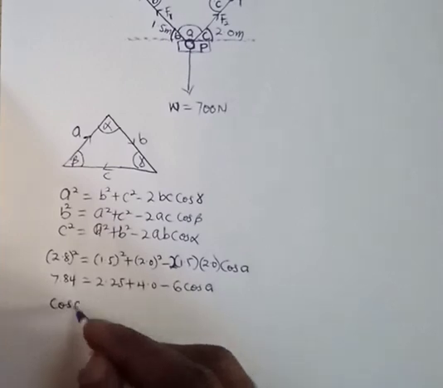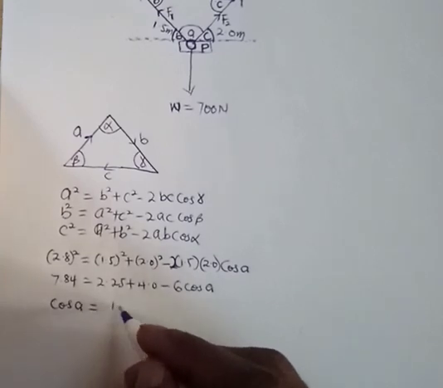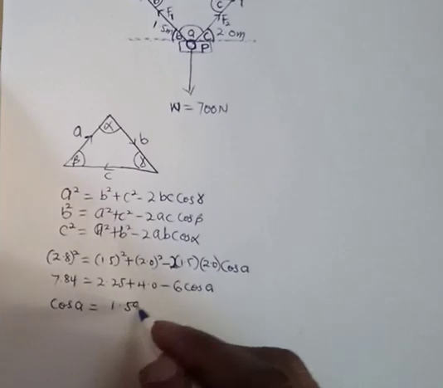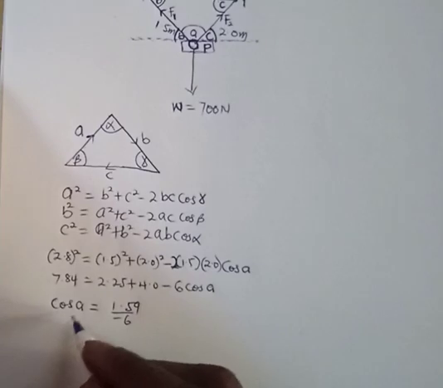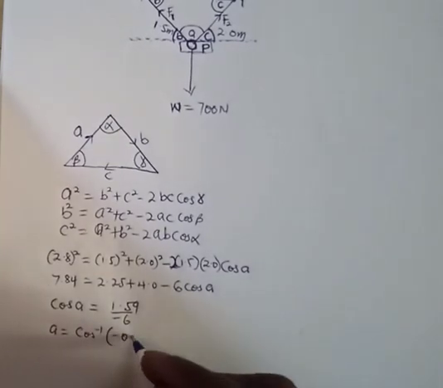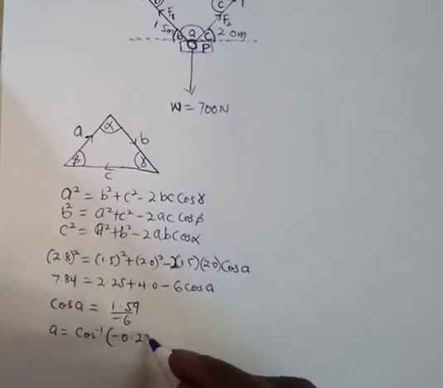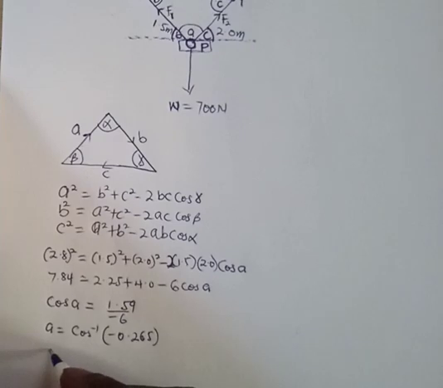cos A is equal to what? 1.59 divided by negative 6. Have you gotten that? So if we are to make A the subject, then we are getting cos inverse of negative 0.265. Have you gotten that? Which will give us what?